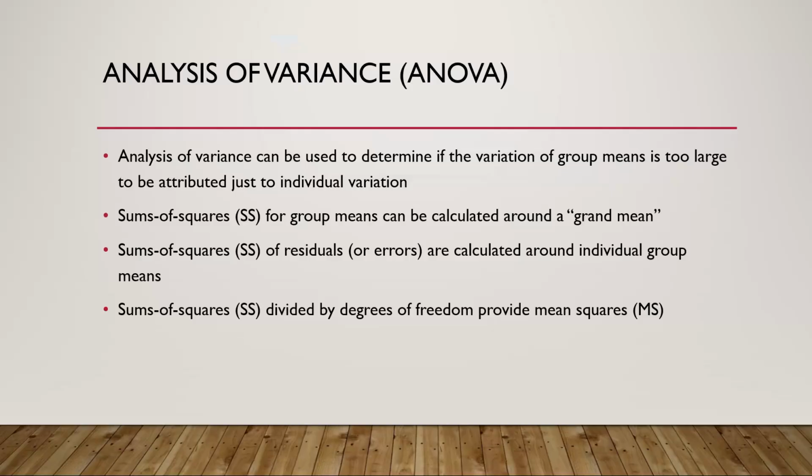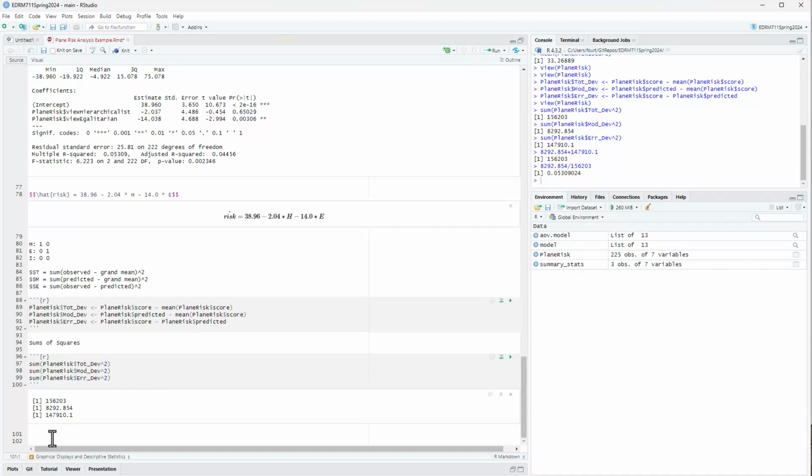So what we've done here is we have taken the sum of squares for group means, calculated around a grand mean, but did it for every person, all 225 people, did the residual, that is the difference between the observed and predicted, squared it, added them up, did that for the whole group. That was a decomposition of the total sums of squares. Now, can we get this without doing those calculations by hand?